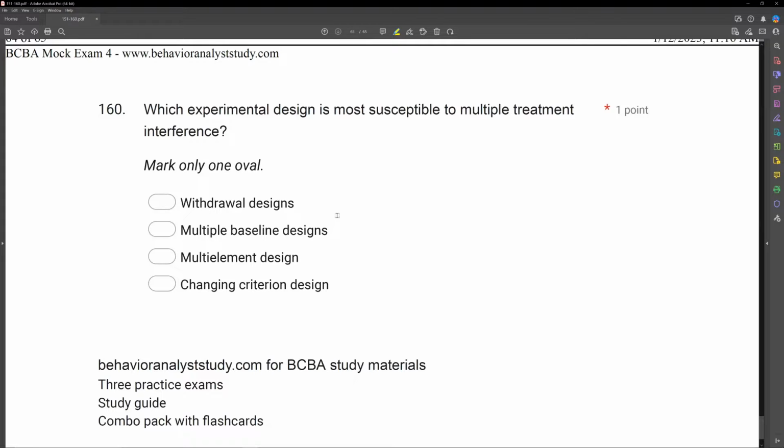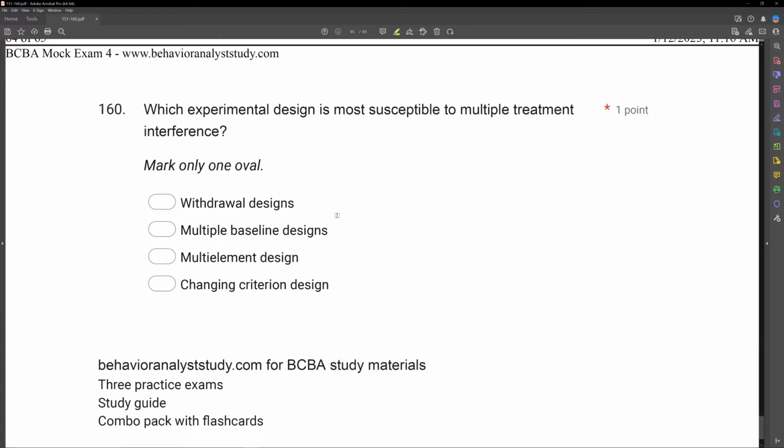A, withdrawal design. Well, withdrawal design is actually a way to avoid this because you're going to implement one intervention and then withdraw it. Implement something else, withdraw it, right? So there's not a lot of multiple treatments going on at the same time. B, multiple baseline designs. Well, in multiple baseline designs, you're typically using the same intervention across people, settings, or behaviors. So there's not really a risk of multiple treatment interference.